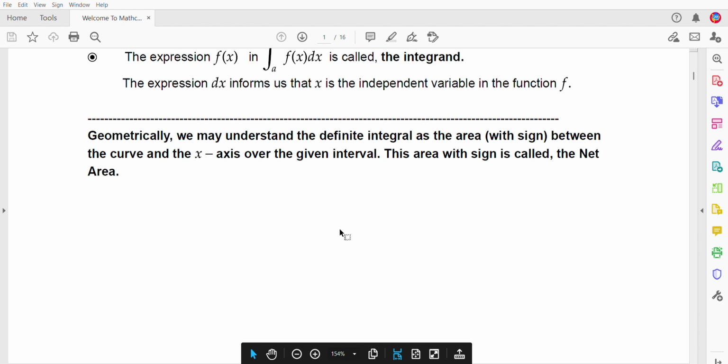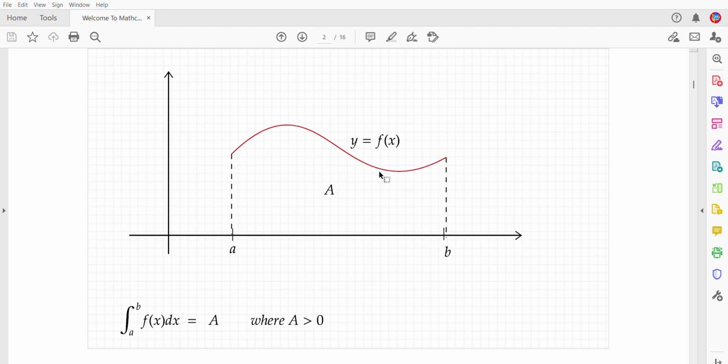Geometrically, we may understand the definite integral as the area with sign. We will see in a minute what that means. Area with sign between the curve and the x-axis over the given interval. This area with sign is called the net area. That is, if your curve were like this, above the x-axis, then this is the area. This is the definite integral. Integral a to b f(x) dx is precisely this area A, where A is positive.